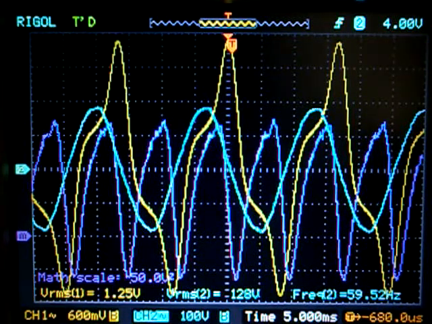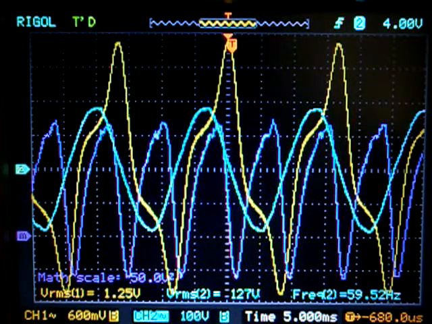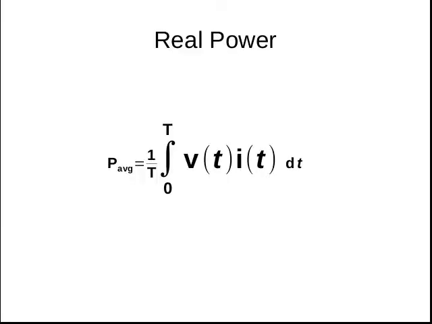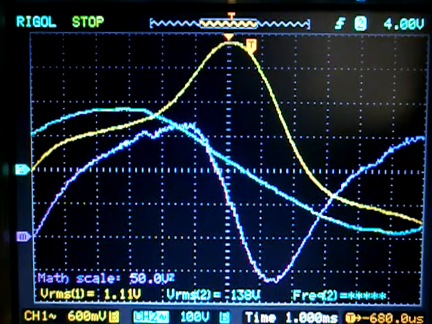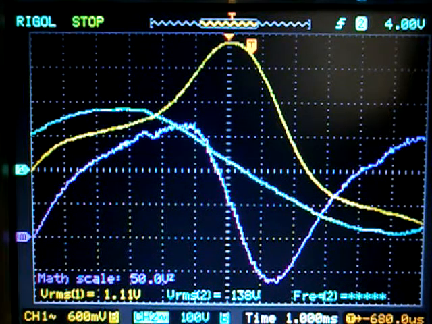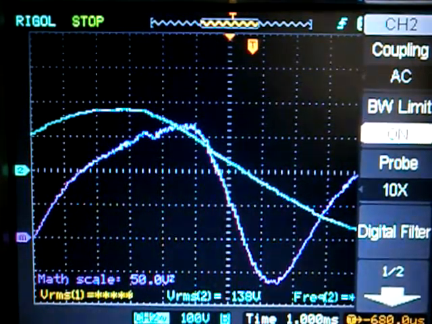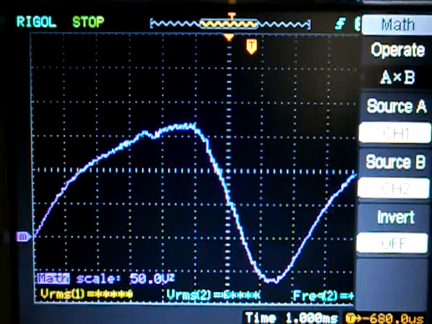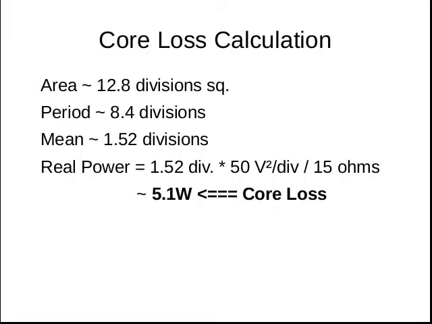The dark blue, or purple, trace, depending on your perception, is the instant mathematical product of the light blue and yellow traces. It is proportional to the instant power. The mean of this curve is proportional to the real power. To calculate the mean, math says I have to measure the area under the curve for a certain period and divide the result by this period. I could save this curve to a flash drive, transfer it to a computer and calculate it using a spreadsheet. But I will do it the old way and will calculate it by measuring the area as it appears on the screen. Well, that is the result of my measurement and the subsequent calculation.